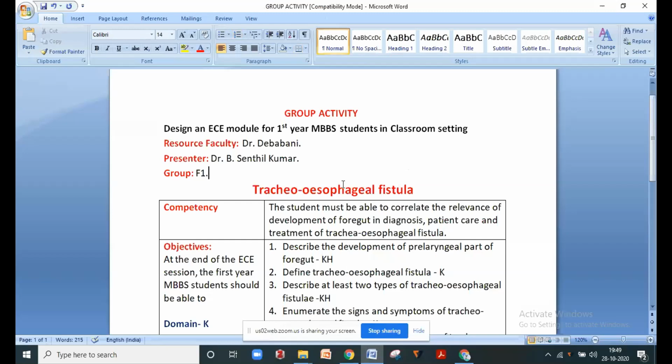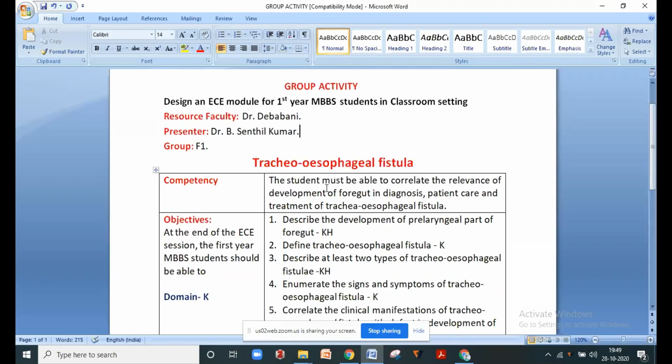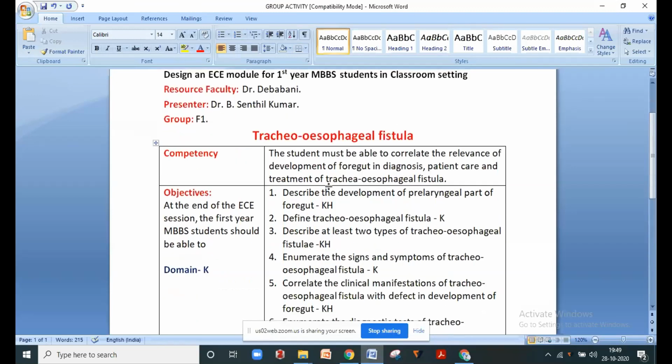Good evening to the resource faculty and my colleagues. I belong to group F1. My resource faculty is Dr. Debabani. And the topic is tracheoesophageal fistula. To start with the competency, the student must be able to correlate the relevance of development of foregut in diagnosis, patient care, and treatment of tracheoesophageal fistula.